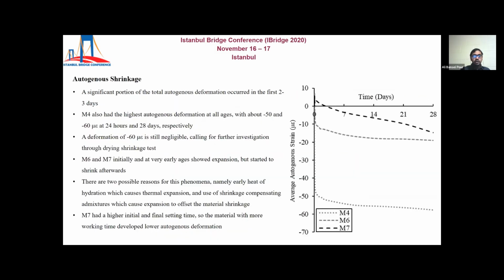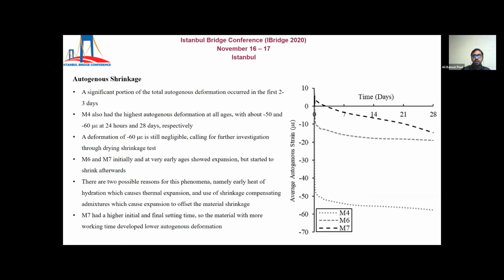Then we performed the autogenous shrinkage test on only 3 of the materials, M4, M6, and M7, because the 5 materials that we couldn't test for autogenous shrinkage had either fiber or pre-extended aggregates, or in some cases both. What we found was that a significant portion of the total autogenous deformation of these 3 materials occurred in the first 2 to 3 days.